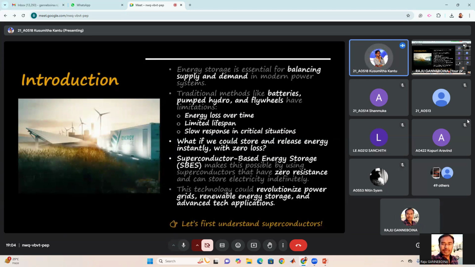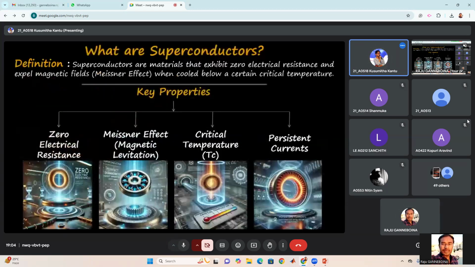Let's first understand what are superconductors. So superconductors are special materials that have no electrical resistance when cooled below a certain temperature. This means electricity can flow through them without losing any energy. And there are four key properties of superconductors.